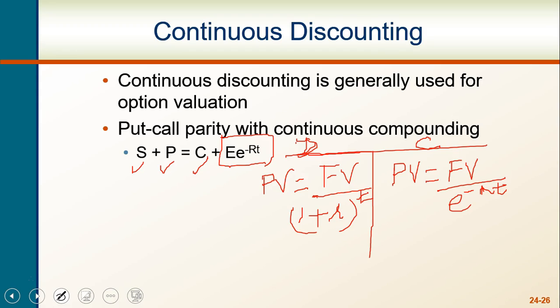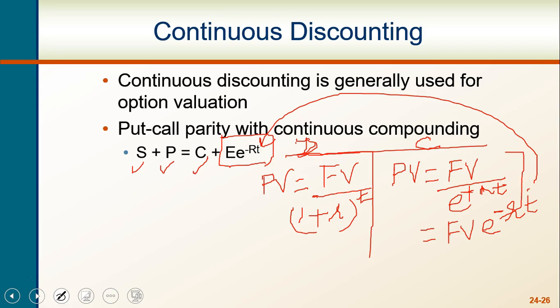You can write the continuous discounting as this, or if this had to be positive here, e raised to the power of R times T. If you want to take this upstairs, you can write it as FV multiplied by e, but because now you're going to write it in the numerator, the exponent will become negative, so it will become minus R times T. And that is what you see here.